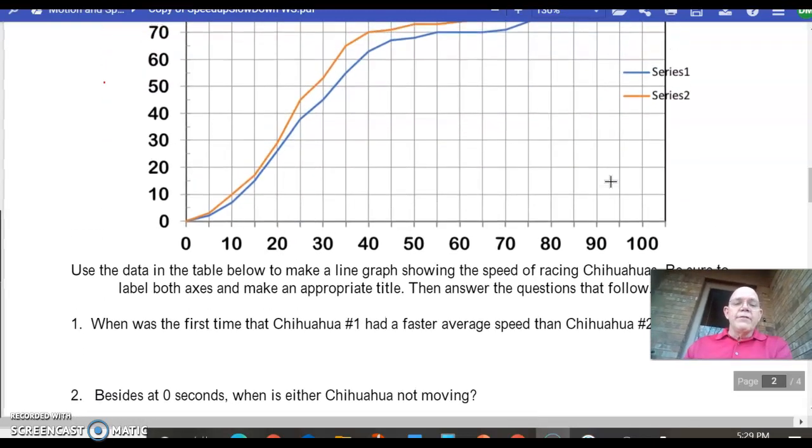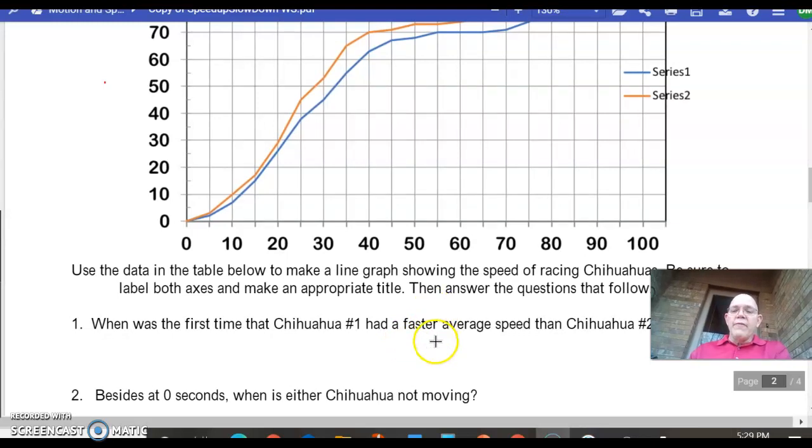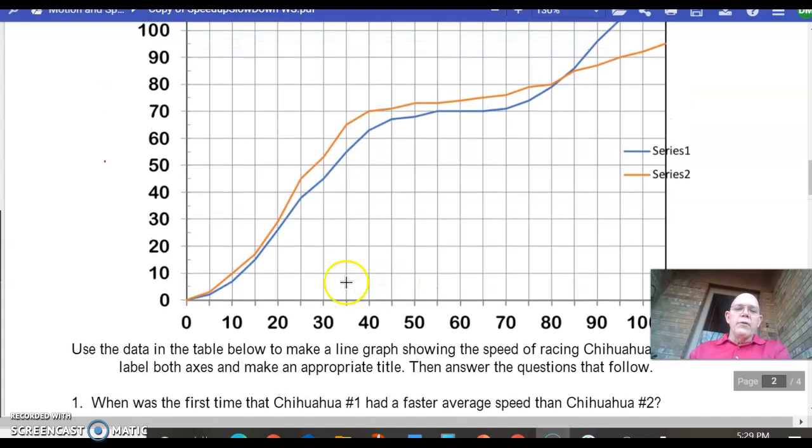So, basically, we're going to say, answer these questions using that information. For example, number 1, when was the first time that Chihuahua 1 had a faster average speed than Chihuahua 2? In other words, in order to have a faster speed, he had to have gone more distance in the same amount of time. And so if we look at this, you notice that they start off even here, but from the beginning, Chihuahua 2 is in the first place.